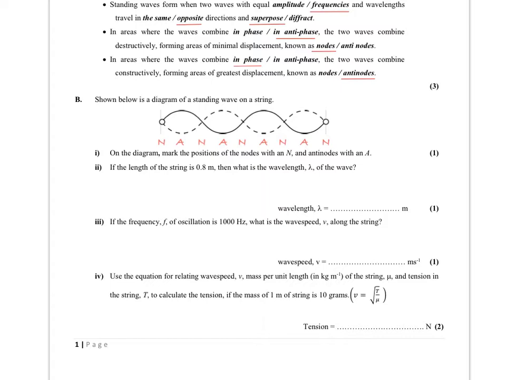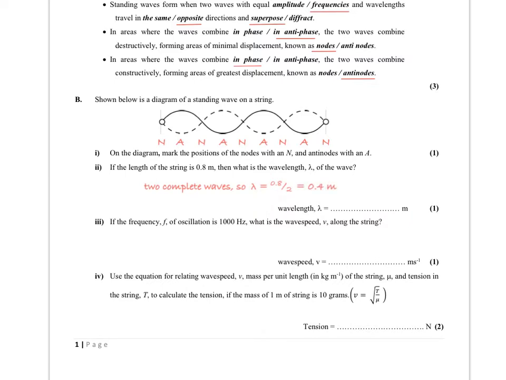We're told the string is of the length 0.8 meters, and then we want to find the wavelength. Well, if we have a look here, what we've got here is one wavelength there and another wavelength there. So that's two waves, and two waves are 0.8 meters. Then that means that one wave is 0.4 meters. So lambda is 0.8 divided by 2, so 0.4 meters.